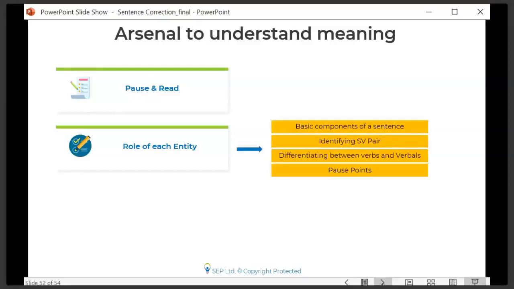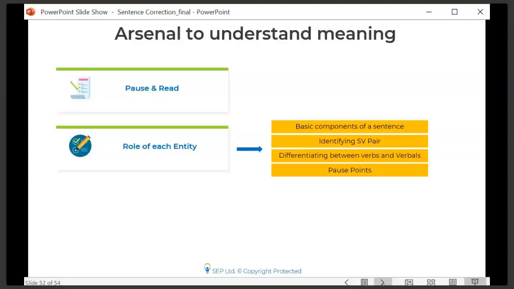So the role of each entity matters, and we have dedicated units that help you learn the basic components of a sentence. We have dedicated units that help you identify the subject-verb pair. You've seen in the question earlier how it was important to identify whether it was a verb or an ed verbal. So identifying the subject-verb pair, differentiating between verbs and verbals. I have given you a very small insight in that. And pause point. So there are dedicated units in our module teaching you each of these concepts, so you are thorough with it and you're able to analyze the sentence using these concepts.